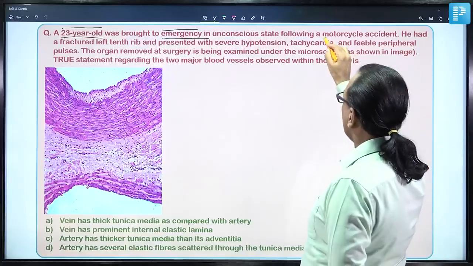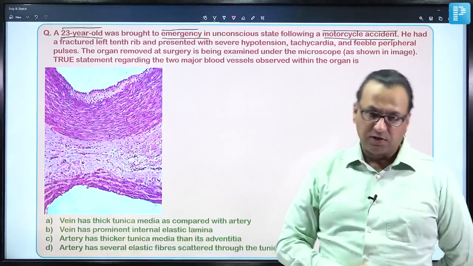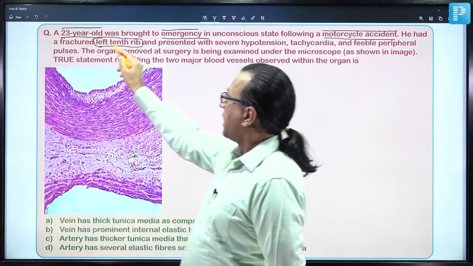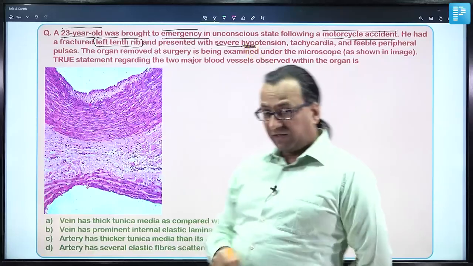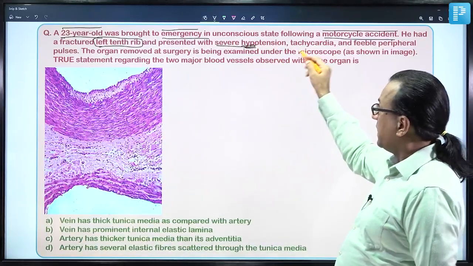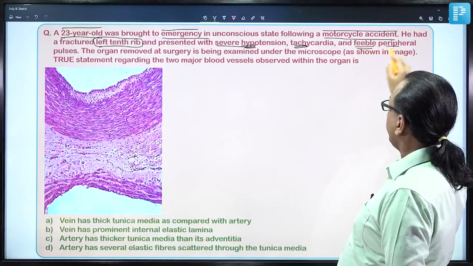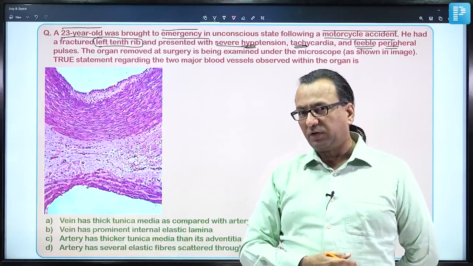As we understand, it is one individual, 23-year-old, and brought to the emergency department in unconscious state. It was some motorcycle accident, and he has got a 10th rib fracture, which is on the left side. And now he is having severe hypotension. See, this kind of a picture is very typical of spleen rupture. There is tachycardia, there is feeble peripheral pulse. That means he is undergoing shock.